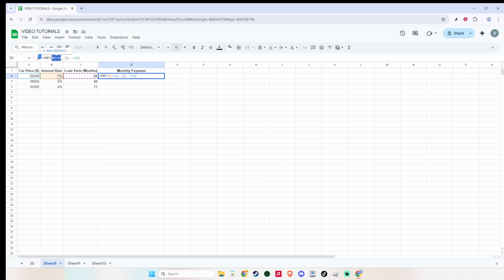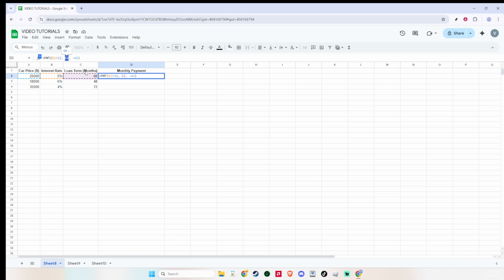The second part, loan term, is the total number of monthly payments over the life of the loan. If your loan is 5 years, that's 5 times 12, which equals 60 months. A 6-year loan would be 72 months, and a 4-year loan would be 48 months. Enter the total number of months here, not years.